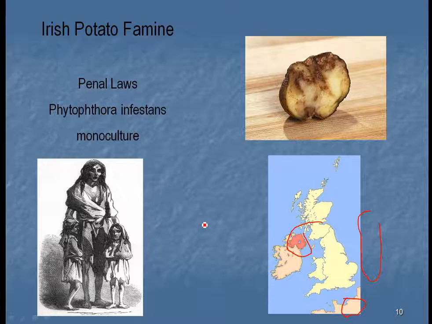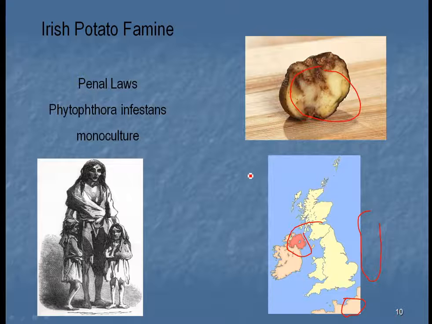They depended very much upon the potato. However, the potato that they depended upon was one single variety. So what happened? One single variety allowed a fungus to come in. When the fungus did come in, it killed off the entire potato crop.